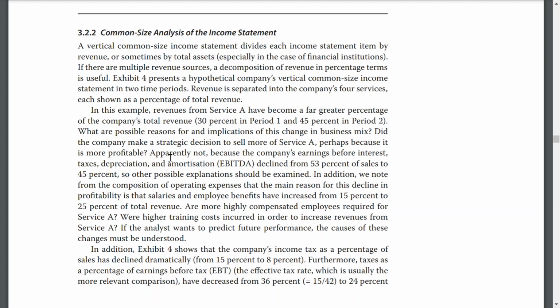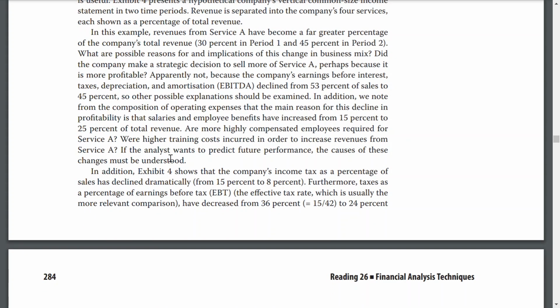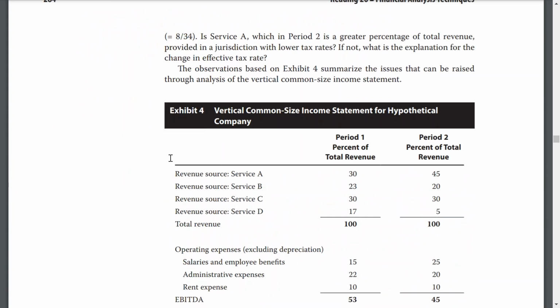In addition, we note from the composition of operating expense that the main reason for the decline in profitability is that salaries and employee benefits have increased from 15% to 25% of total revenue. Are more highly compensated employees required for service A, or were higher training costs incurred in order to increase revenue from service A? If the analyst wants to predict future performance, the causes of these changes must be understood.